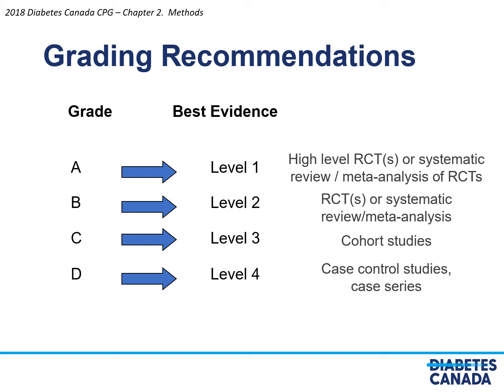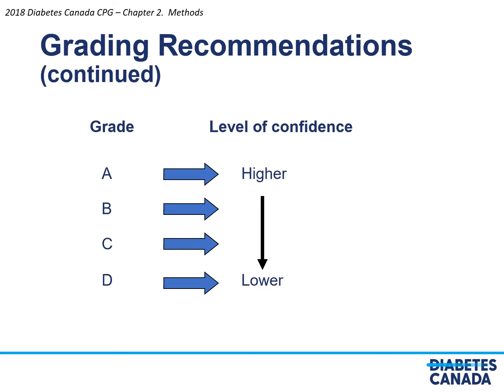Grade C or level 3 evidence comprised cohort studies, and grade D or level 4 evidence was other types of observational studies, case control studies or case series. Grading of the evidence, particularly assigning a grade, also considers the level of confidence we ascribe to that particular evidence or that recommendation.